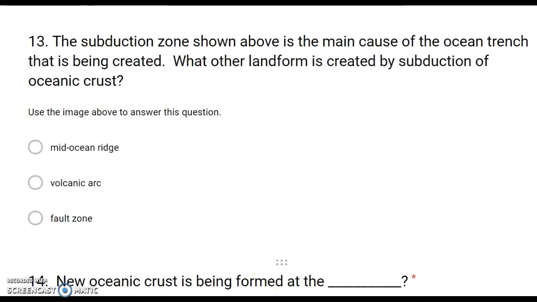13. The subduction zone shown above is the main cause of the ocean trench that is being created. What other landform is created by subduction of the oceanic crust? Mid-ocean ridge, volcanic arc, or fault zone?